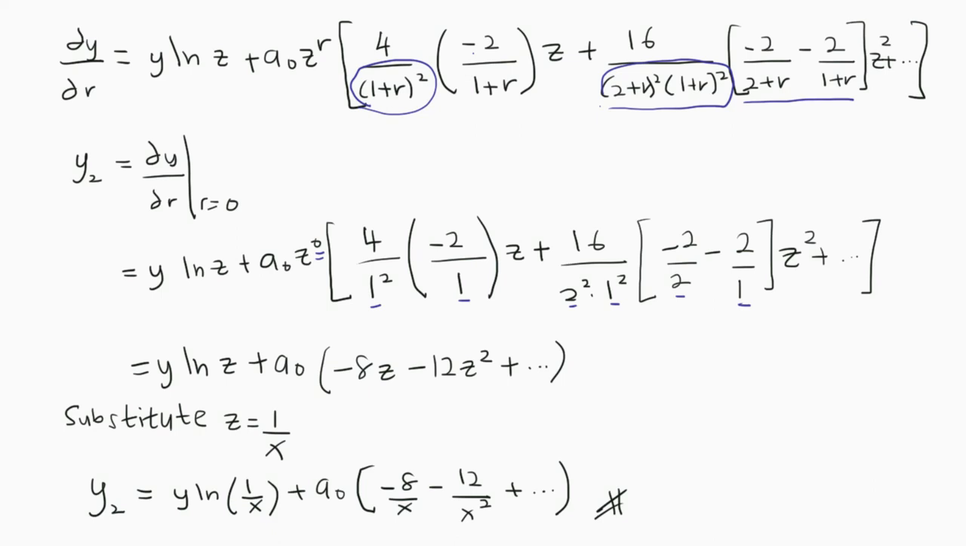plus until infinity. And we substitute z equal to 1 over x again. We have y2 equal to y ln (1 over x) plus a naught in bracket negative 8 over x minus 12 over x squared plus until infinity. That's all.